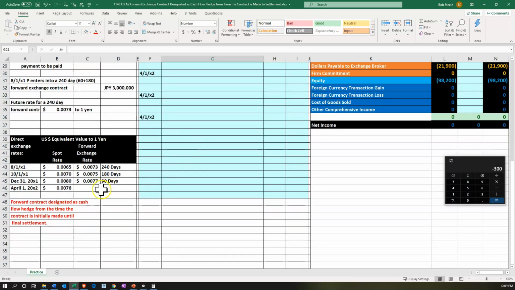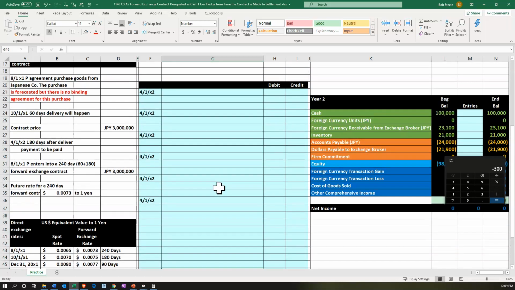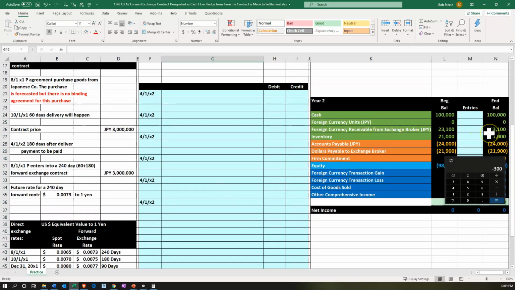Why would it be a loss? Because last time 1 yen was 0.077 dollars, and now 1 yen is worth $0.0076. So the yen got weaker because you get less dollars for every yen, and we're getting paid in yen, which means we're getting paid in something that is now weaker, and so that's not good, resulting in a loss.